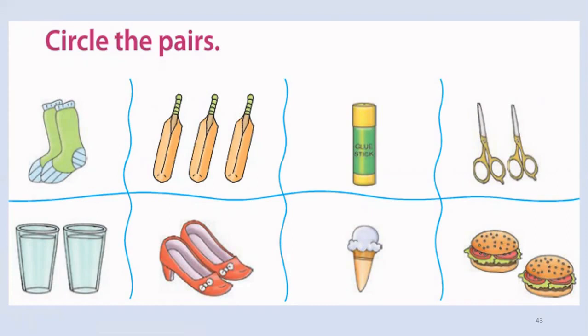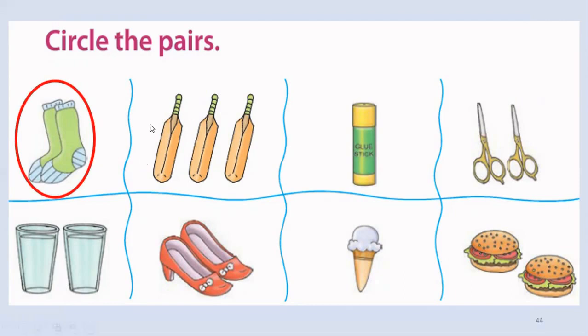Let's come to the first picture, that is the first image. What is this? These are socks. How many socks are there? There are 2 socks. But as we know, 2 forms 1 pair. So it is a pair. So what we'll do? We will circle it.